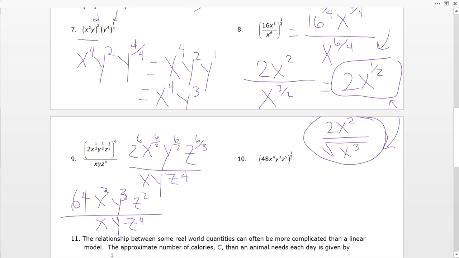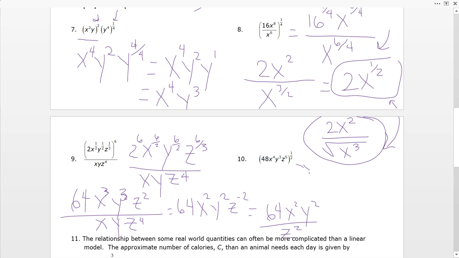So I end up with 64. I have x to the 3rd minus the x on the bottom, I have x squared. Y to the 3rd minus a y on the bottom is y squared. Z squared minus z to the 4th, I have z to the -2. I could write it that way. I could write 64 x squared y squared over z squared. Also the same thing.